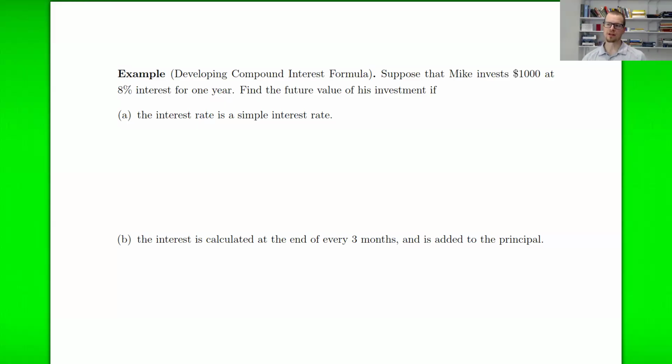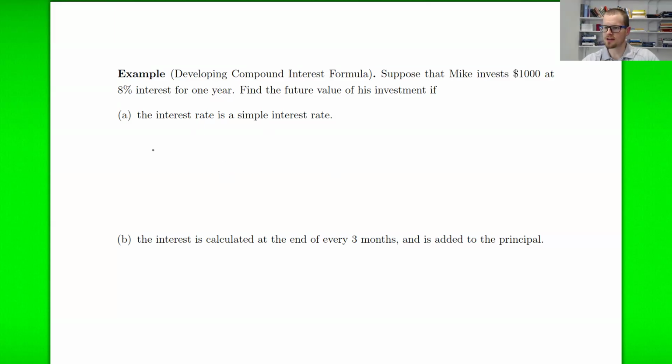Welcome. We'd like to walk through developing the compound interest formula. It's a formula that gets used fairly often. We'd like to be able to use it in this course as well. So suppose that Mike invests $1,000 at 8% interest for 1 year. We want to find the future value of his investment if the interest rate is a simple interest rate. That is, it is simply computed once at the end of the time.